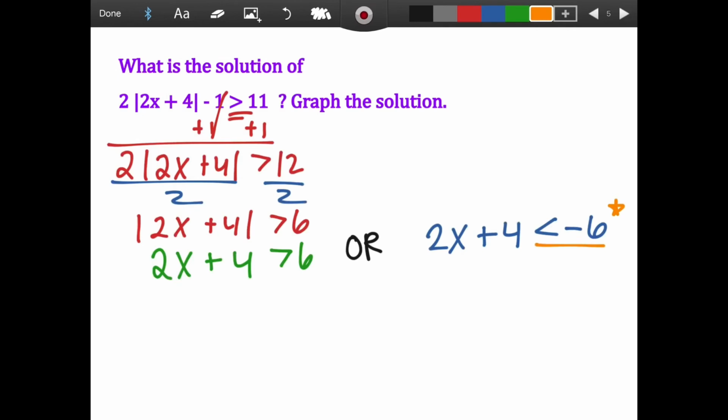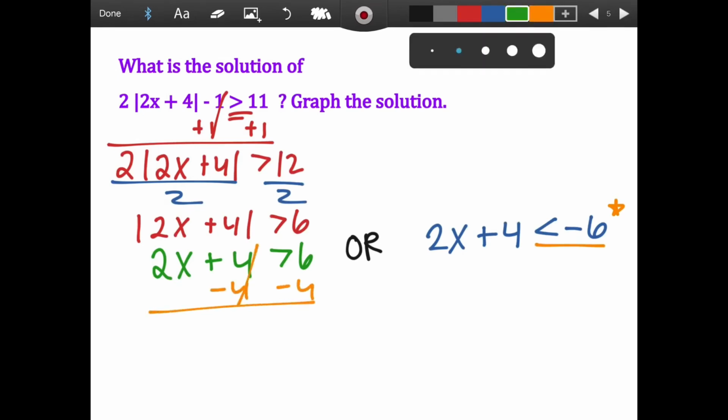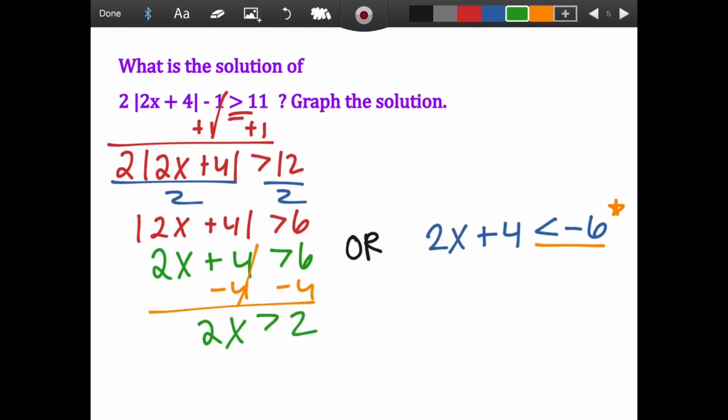And now we can solve these separately. So for our expression on the left, 2x plus 4 is greater than 6, we're going to subtract 4 from both sides first. And we're left with 2x is greater than 2. Divide both sides by 2, and we're left with x is greater than 1. For the expression on the right, we're going to subtract 4 from both sides, and we're left with 2x is less than negative 10.